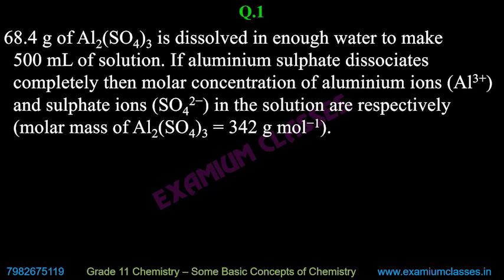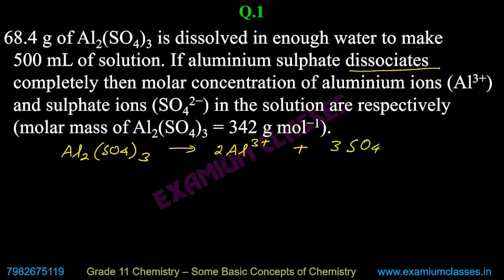Here we will see 1 mole of aluminum sulfate will give you how many moles of aluminum ion and sulfate ion. For that you need to write the balanced reaction. The balanced reaction will be: when Al2(SO4)3 dissociates, and it is written that it dissociates completely, so nothing will be left, everything will be dissociated. So it will be 2 Al3+ plus 3 SO4 2-.